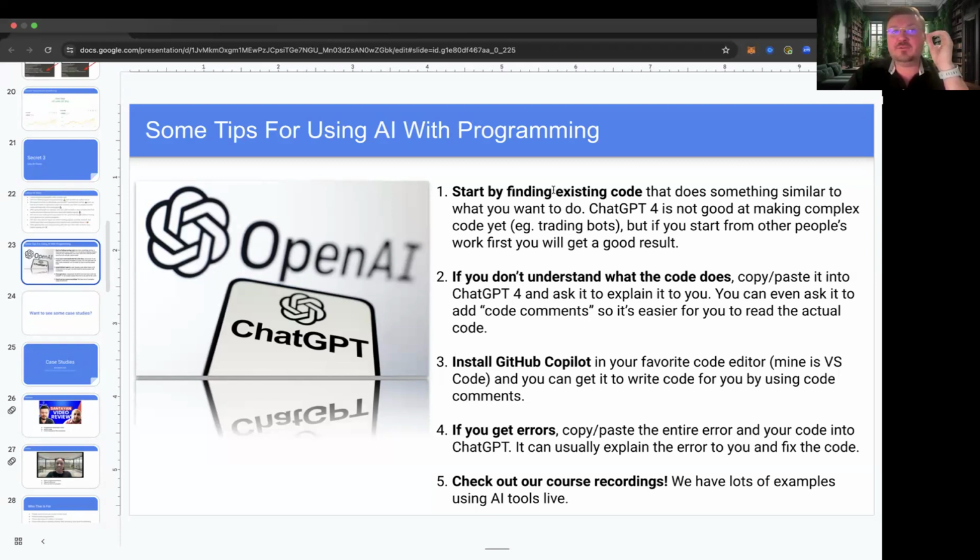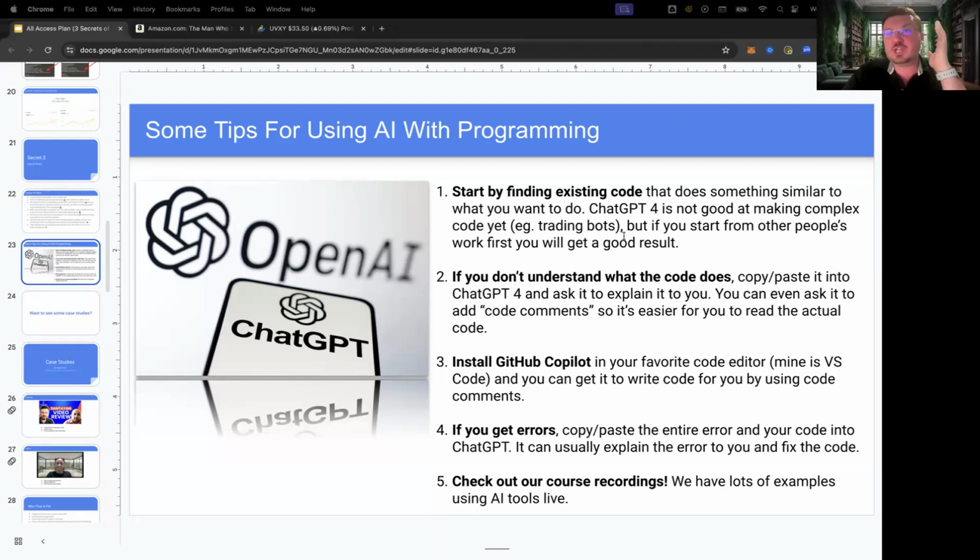So instead of telling ChatGPT, build me a trading bot from scratch, what you should do is give it some existing code. We have a bunch of algorithms that you could choose from. Give it that algorithm, and you can say, use this and modify it, right?